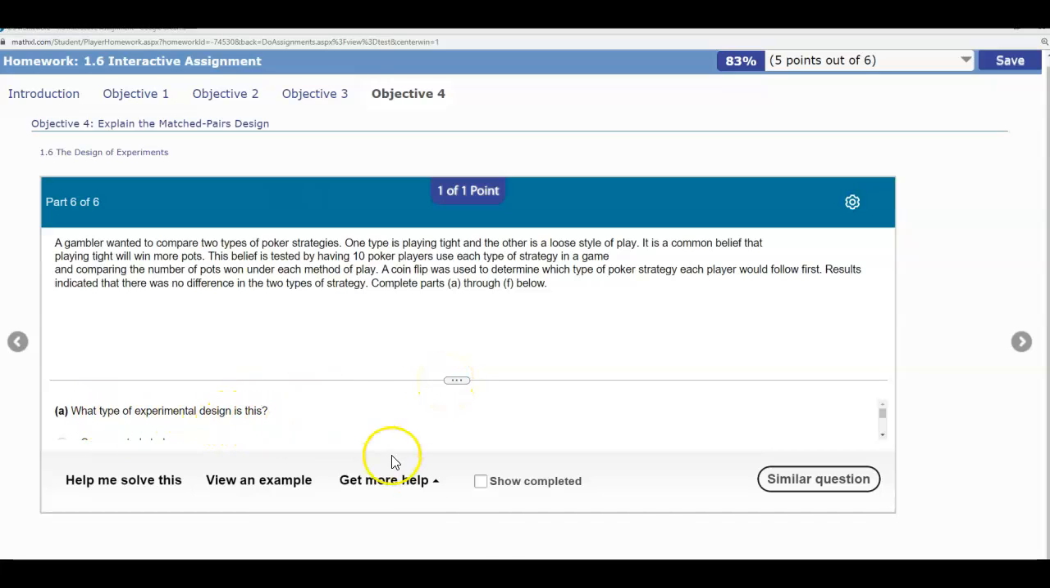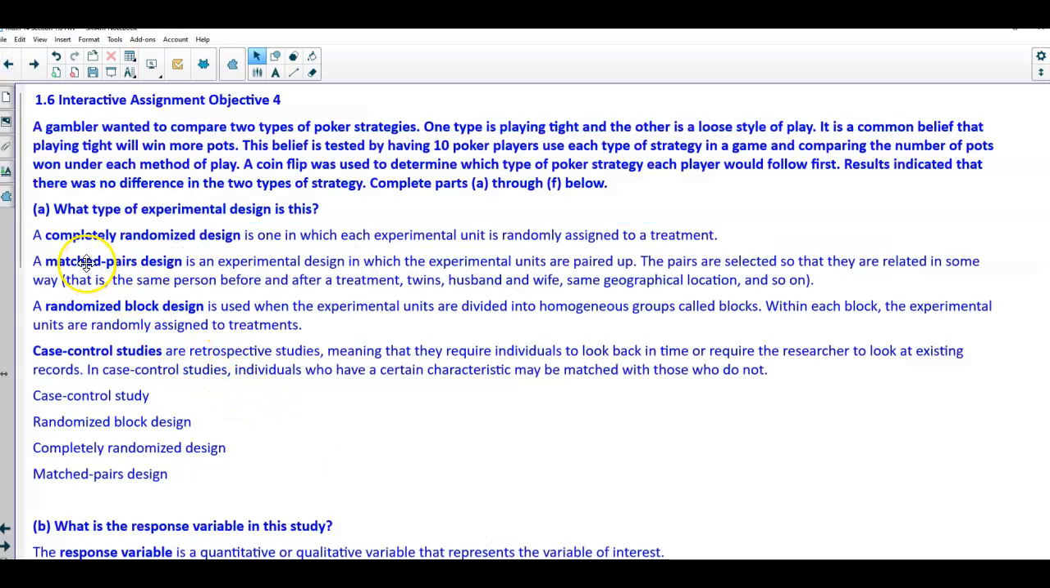So what type of experimental design is this? Well, a completely randomized design is one in which each experimental unit is randomly assigned to a treatment. A matched pairs design is an experimental design in which the experimental units are paired up. The pairs are selected so that they are related in some way. A randomized block design is used when the experimental units are divided into homogeneous groups called blocks, and within each block the experimental units are randomly assigned to treatments.